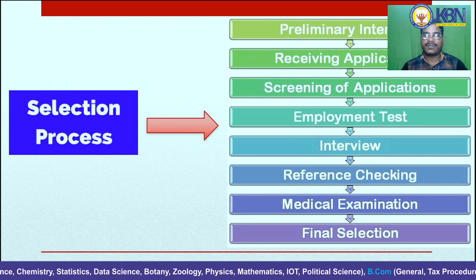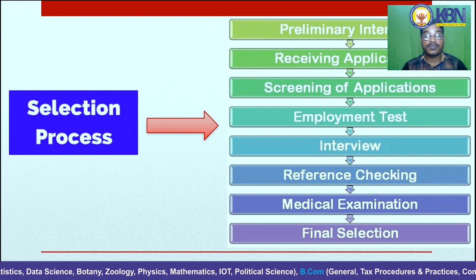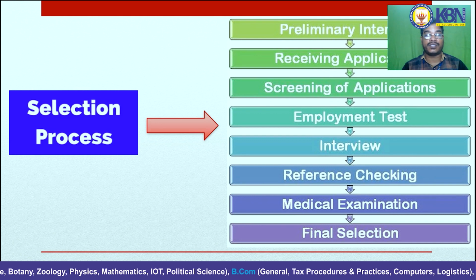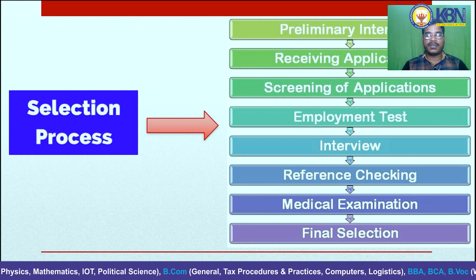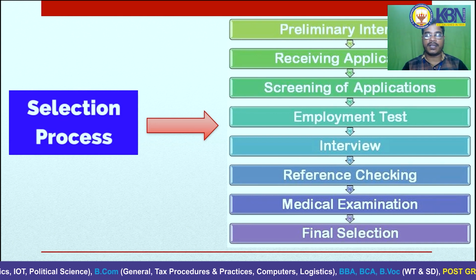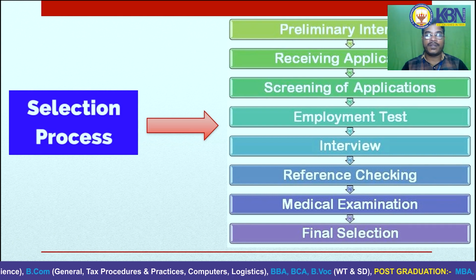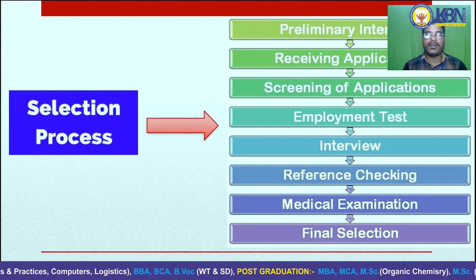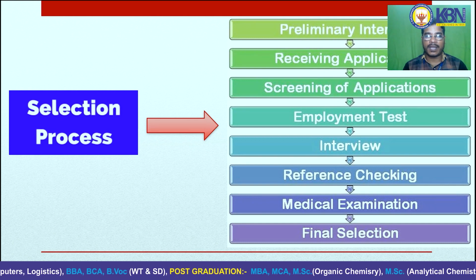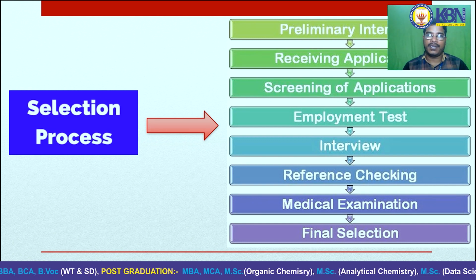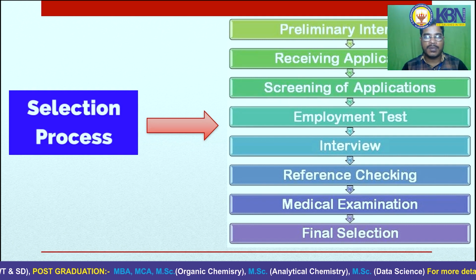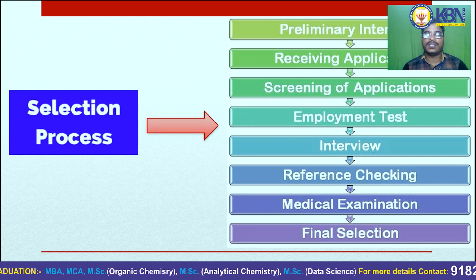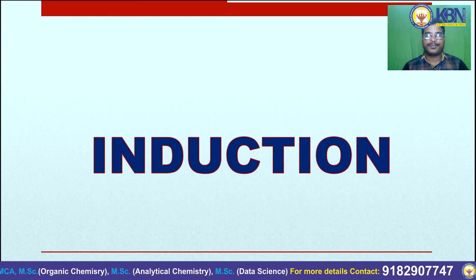And after clearing all the first 5 steps, the interviewer is going to cross check the reference checks, and after that the candidate will undergo a medical examination. After having a proper evaluation of the candidate in overall aspects, the candidate will finally be selected. So this is the common selection process which organizations are conducting nowadays.